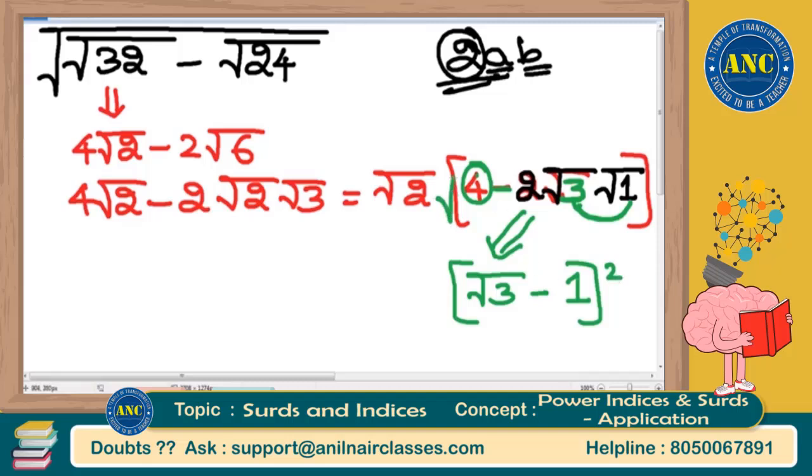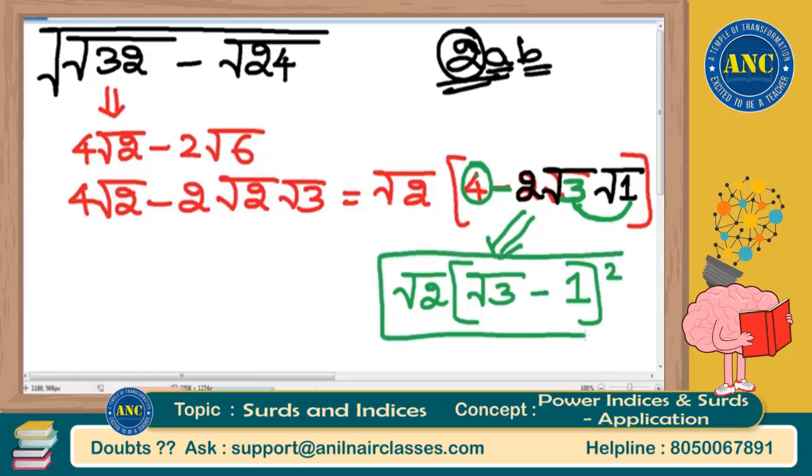Root 3 minus 1 the whole square. If there is a square root for this, that square root and square will cancel, and you will end up with root 3 minus 1 itself. But there is no square root, so I will write this root 2 as it is. Now, this is my answer inside the square root.